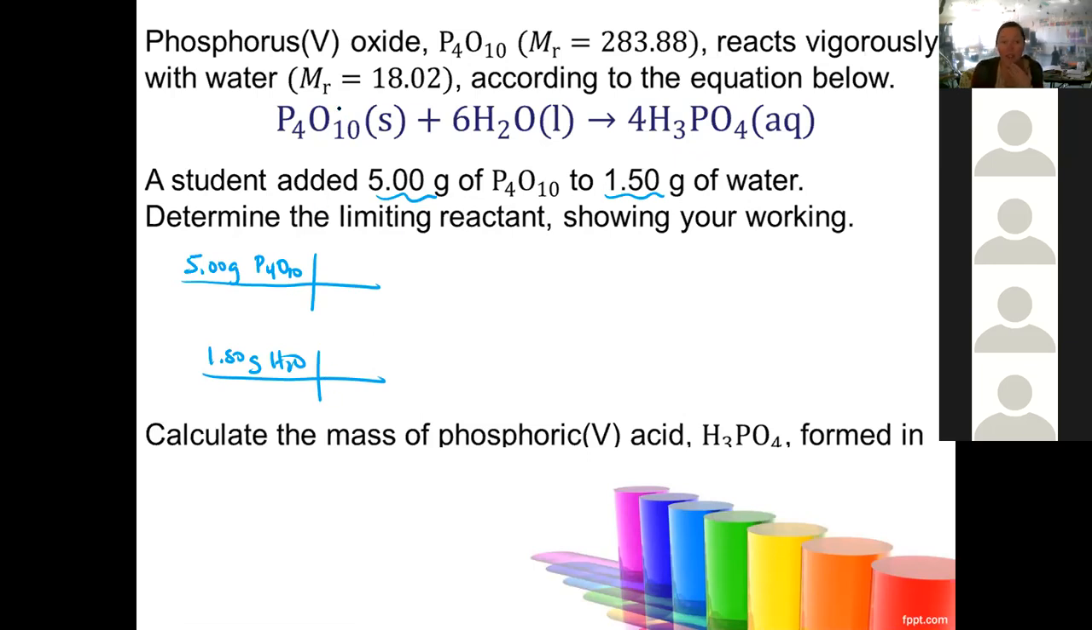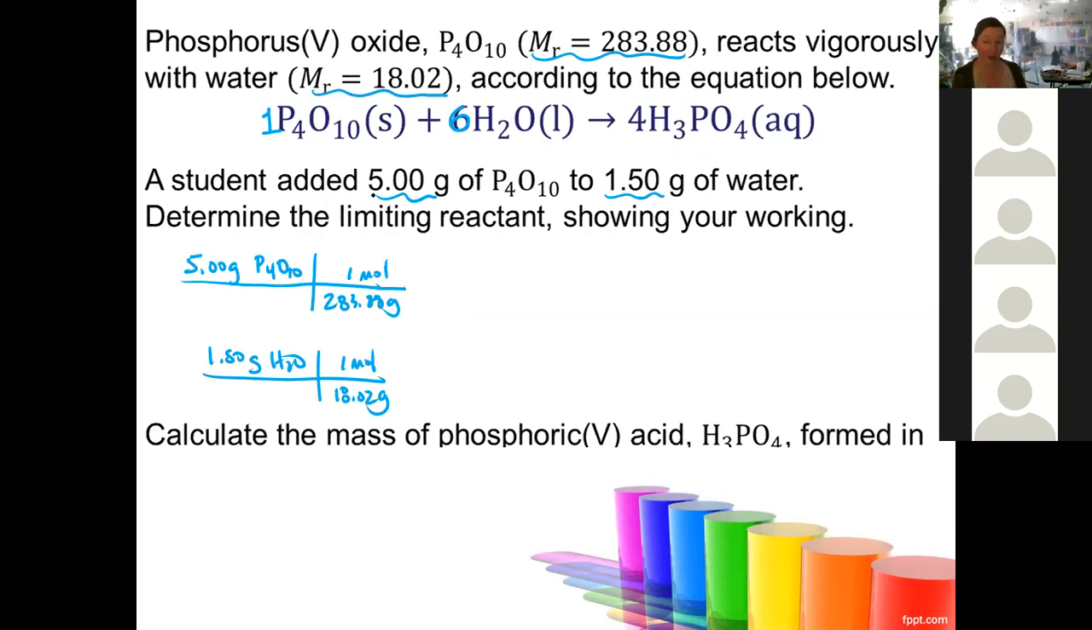What's kind of nice about this question, they gave us the molar mass of water and phosphorus 5 oxide: 83.88 grams per mole and 18.02 grams per mole. So we could go ahead and convert these to moles and then look at our 1 to 6 ratio to figure out our limiting reactant.